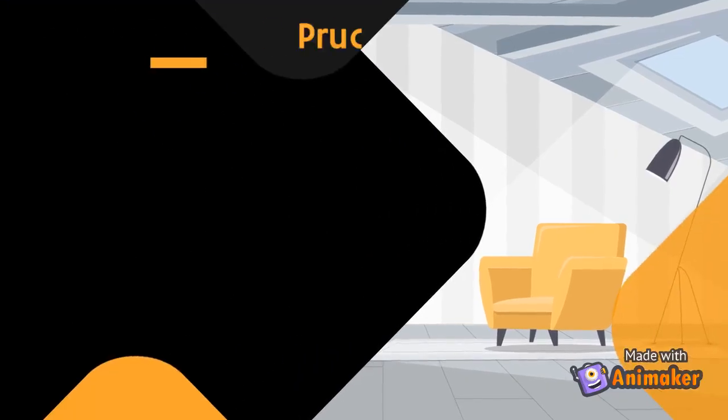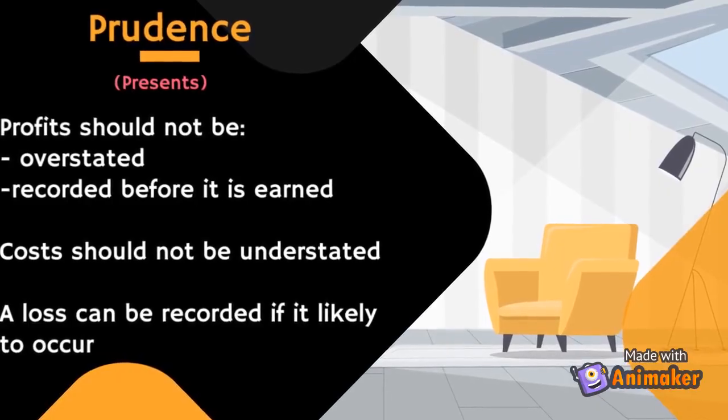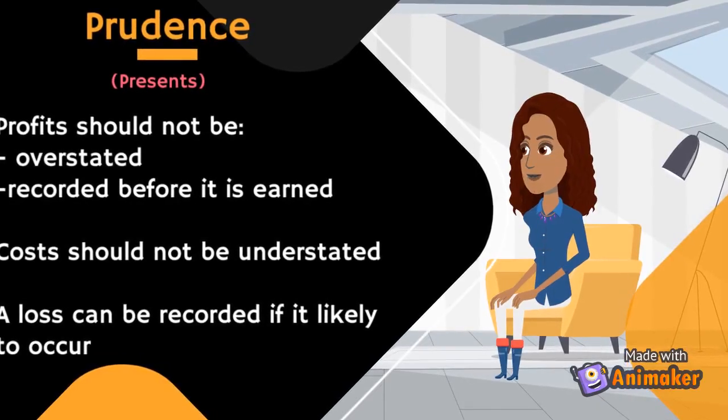I'm sure we've all heard the famous saying, do not count the chickens before they hatch, not so? Right. This philosophy underlies the prudence GAAP concept, which says that profit should not be overstated nor recorded before it's earned. Your costs should also not be understated or stated for less than they actually are, as this may inflate your profits. If you anticipate a loss, you can record it if it is likely to occur.